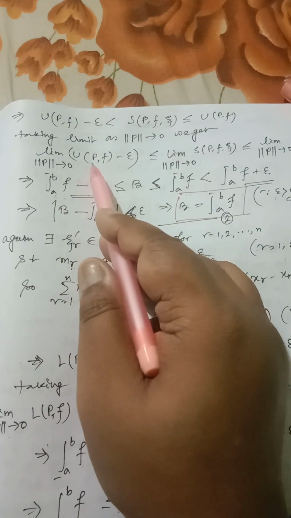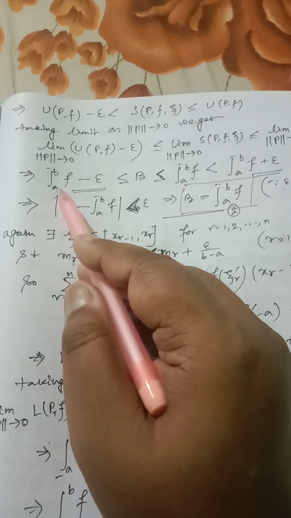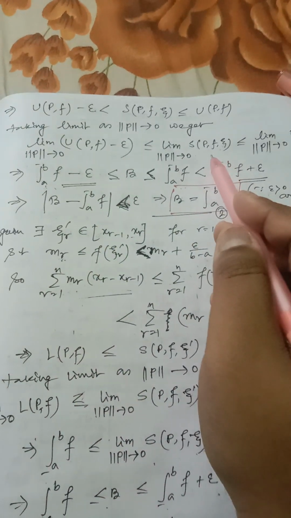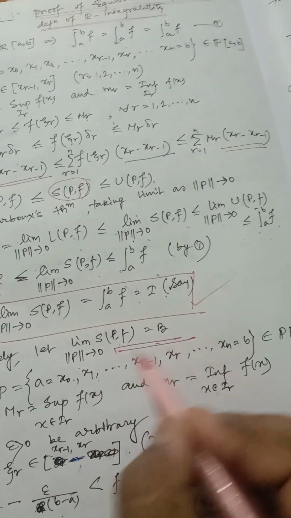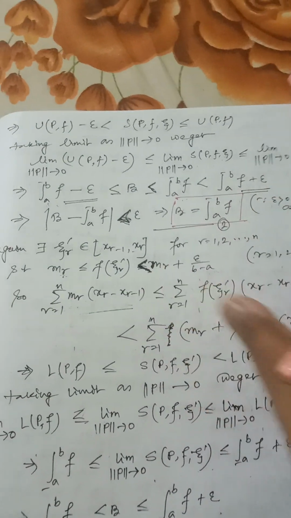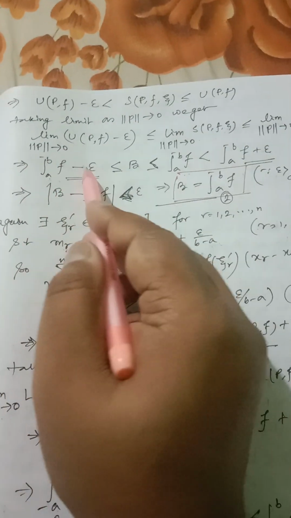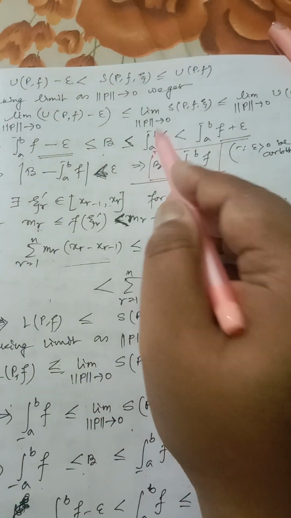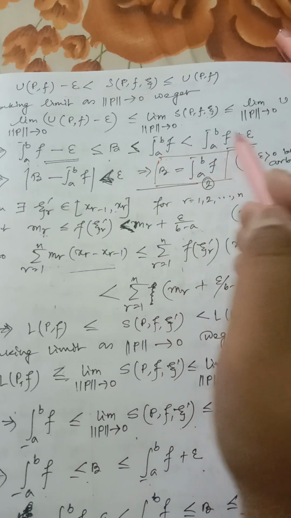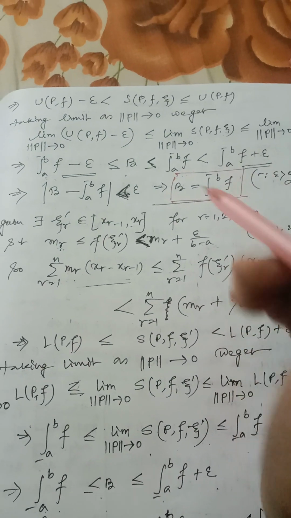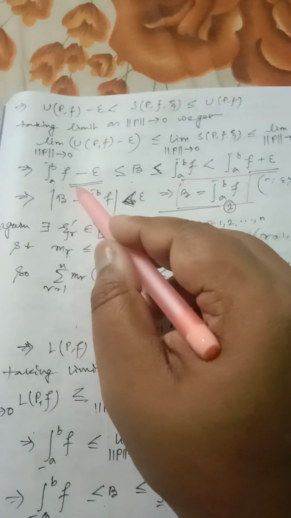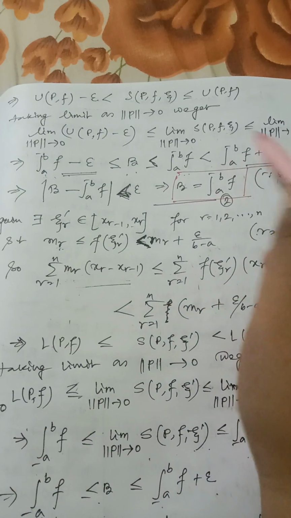Now this part is what? Under limiting sense, the integral from a to b of upper bar f minus epsilon. This part, as per our assumption, is b, because remember we have already mentioned this thing: limit SPF is equal to b, and this part is also UPF. So this portion is less than or equal to b, less than the integral from a to b of upper bar f, which is further less than the integral from a to b of upper bar f plus epsilon.